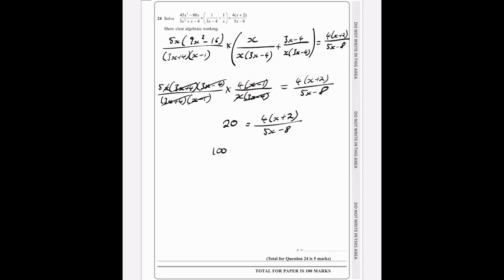On the right hand side, I've still done nothing, so I can now multiply both sides by 5x minus 8, gives us 100x minus 160 equals 4x plus 8. Bring the x's onto the left, the non-x's onto the right, divide both sides by 96, and we get x equals 1.75. Well done if you got that one.